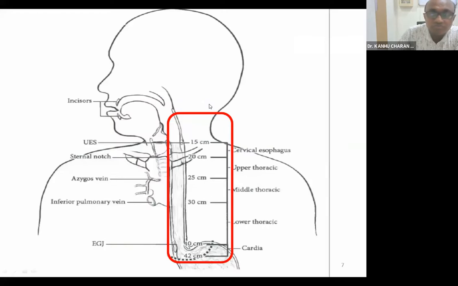So if you go from the incisor teeth to the GE junction, the upper esophageal sphincter is at 15 centimeters, the sternal notch is 20 centimeters, the azygous vein 25 centimeters, the inferior pulmonary vein is 30 centimeters, and the gastroesophageal junction is 40 centimeters. So 15 to 20 centimeters is the cervical esophagus, between the upper esophageal sphincter and the sternal notch, 20 to 25 centimeters is the upper thoracic, 25 to 30 the middle thoracic, and 30 to 40 is the lower thoracic. So the upper ones are 5 centimeter increments, and the lower esophagus is a 10 centimeter increment.